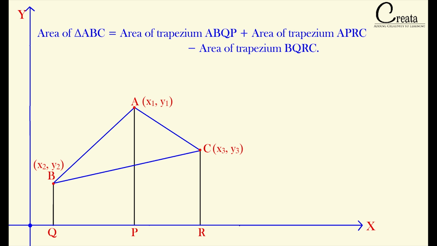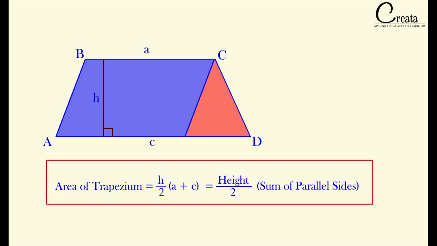So basically the fundamental is that for calculating the area of the triangle, we have to calculate the areas of the trapeziums. And we have already done the formula of area of the trapezium, which is equal to half into the sum of the parallel sides into the distance between them. This is the formula that we have covered in area and perimeter.